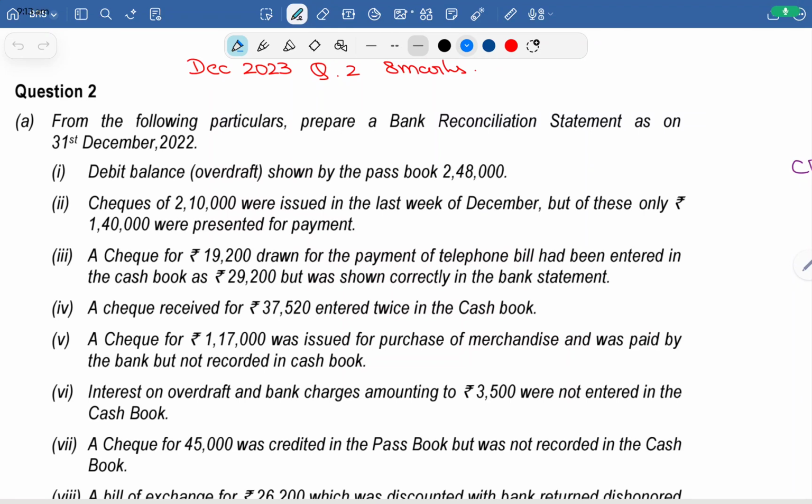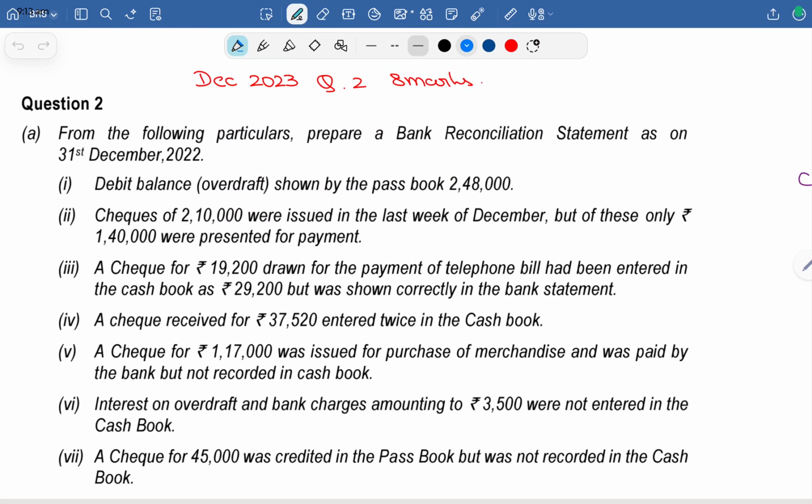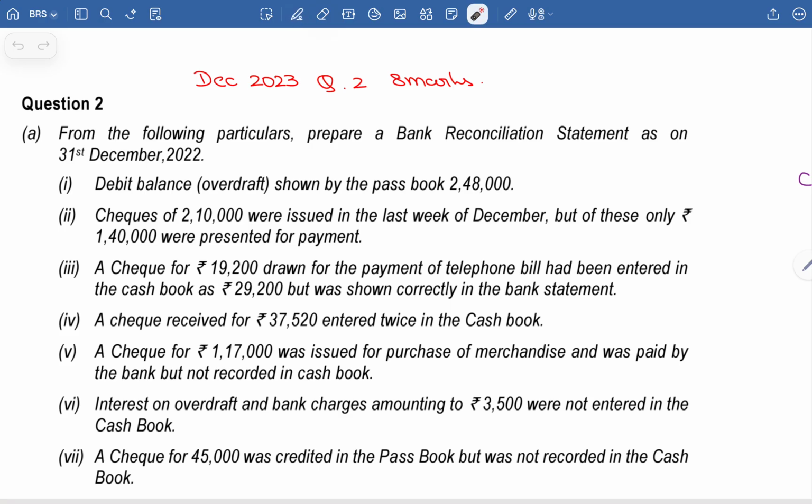Hello my dear friends. Today we are going to start with December 2023 question number 2, a BRS question which was asked for 8 marks. From the following particulars, prepare bank reconciliation statement as on 31st December 2022. The first point: debit balance, that is bank overdraft shown as per passbook. So passbook is my base amount. Based on that we have to solve the BRS. So this passbook base amount we will take to BRS first.